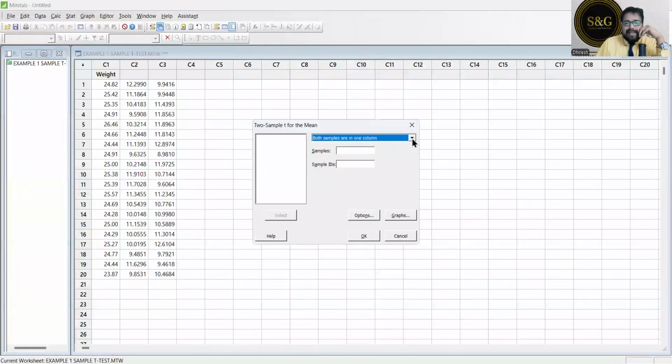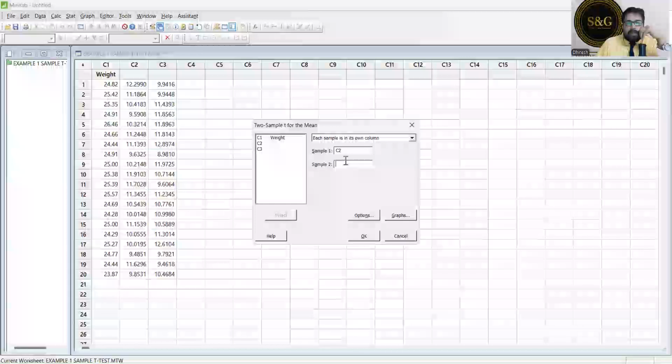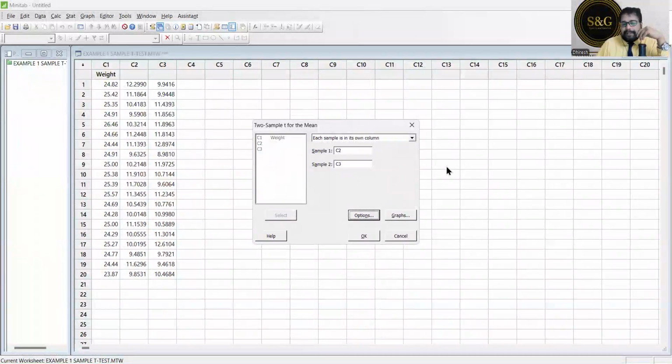Now here we will select each sample in its column because there are various columns we have, right? Each sample in its column. So sample 1, I'm selecting C2. In sample 2, I'm selecting C3. If you have C1 and C2, you can type C1 and C2. I have taken C2 and C3 because I already had a data set in the C1 column, and just say okay.